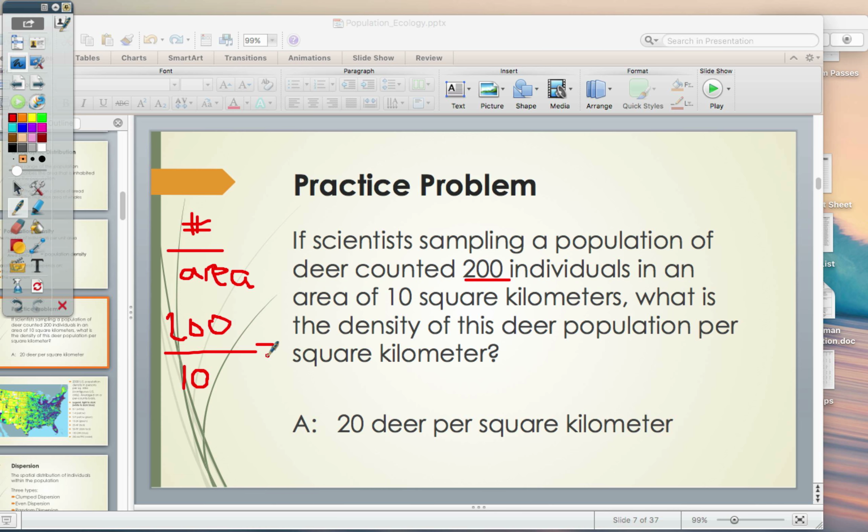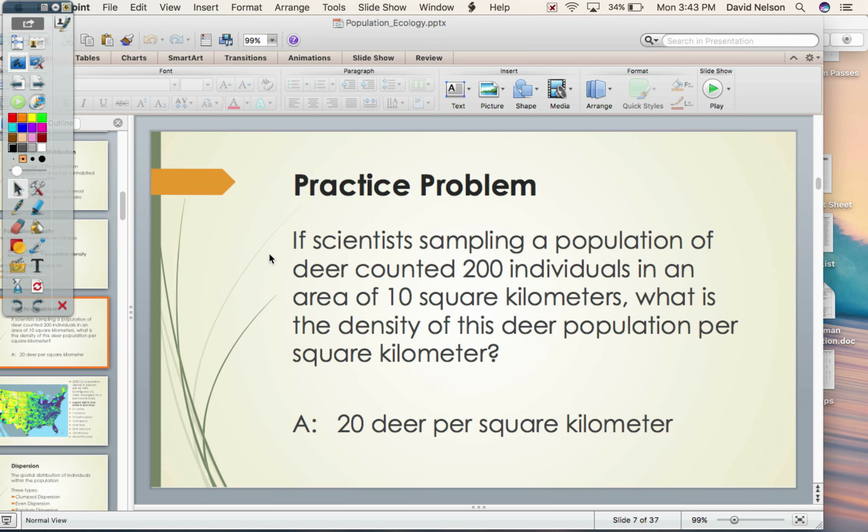So that gives us 200 divided by 10. So it's going to be 20 deer per square kilometer. So this is our density, the density of this population within this 10 square kilometer space. There's going to be about 20 in every square kilometer. I might have said mile there, I meant kilometer.